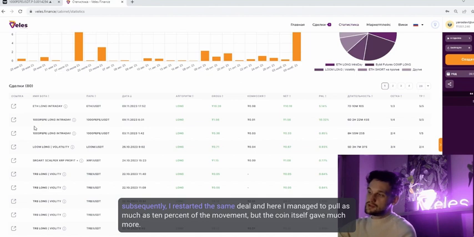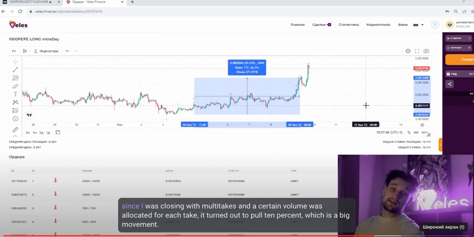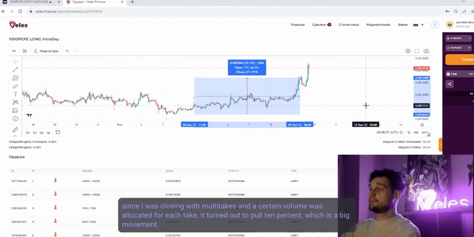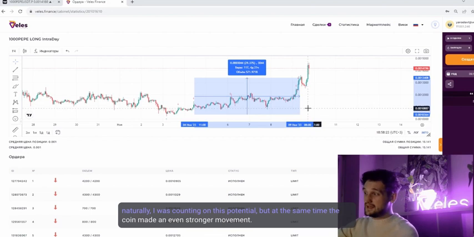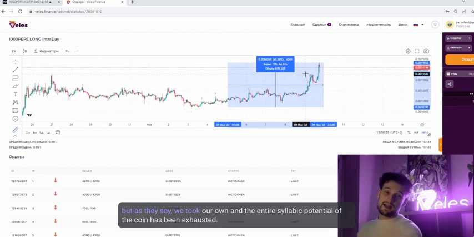Subsequently, I restarted the same deal, and here, I managed to pull as much as 10% of the movement, but the coin itself gave much more. Since I was closing with multi-takes, and a certain volume was allocated for each take, it turned out to pull 10%, which is a big movement. Naturally, I was counting on this potential, but at the same time, the coin made an even stronger movement. As much as 40%. But as they say, we took our own, and the entire potential of the coin has been exhausted.